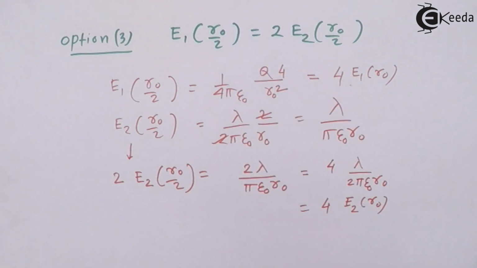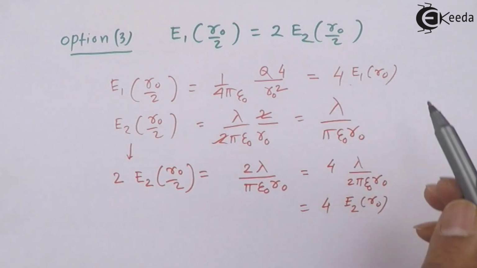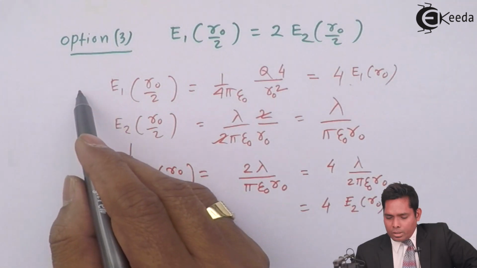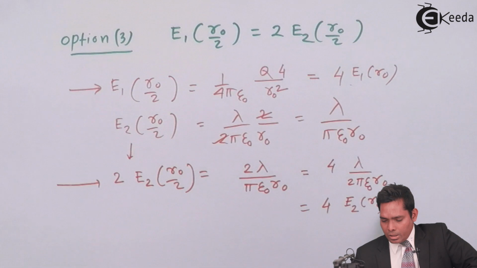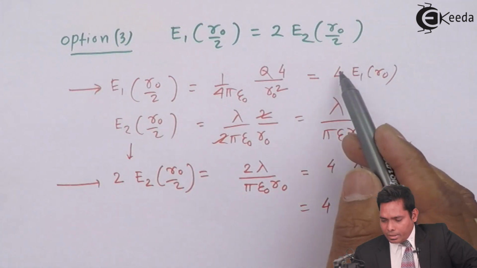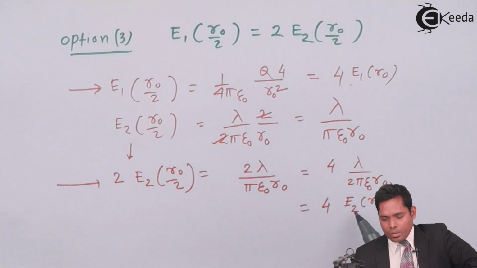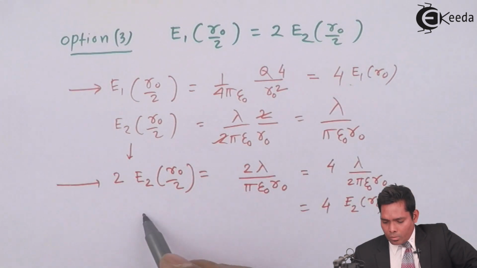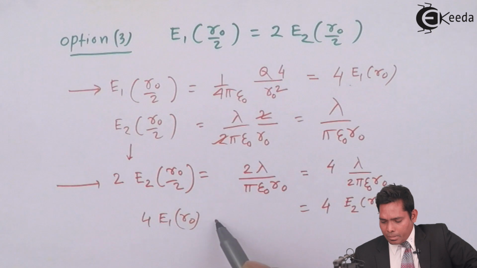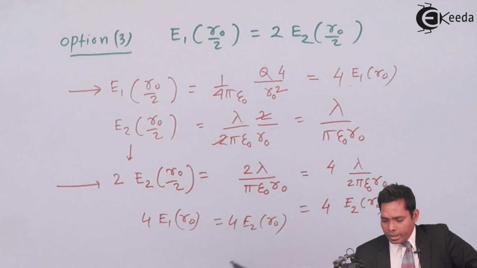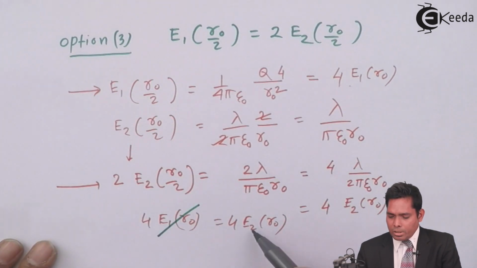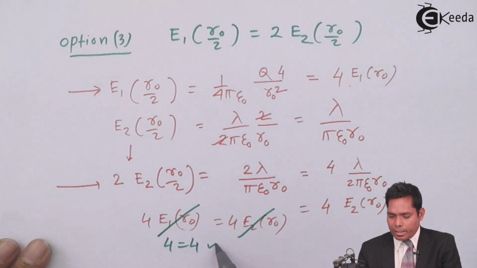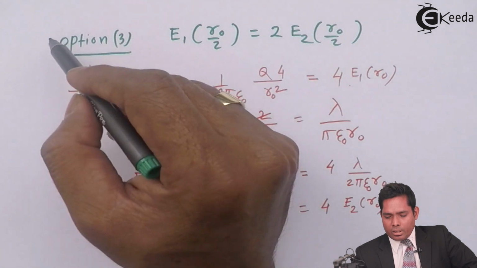To relate these two expressions, we already know that E1 R naught and E2 R naught are same. So if I compare this equation and this equation, from these two equations I am getting the right hand side as this and this. Whether these two are the same or not, obviously same, because I have 4 E1 R naught and here I am getting 4 E2 R naught. Already it is given in the question that E1 R naught is same as E2 R naught. That means 4 equals 4. That is correct. That means the option 3 is correct.